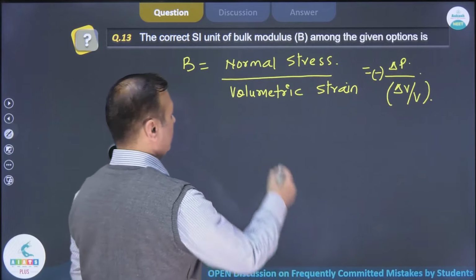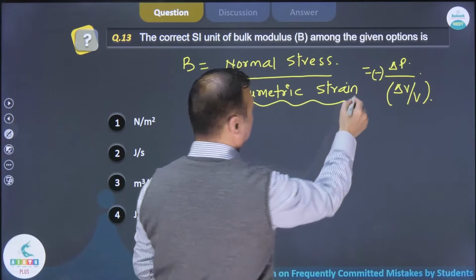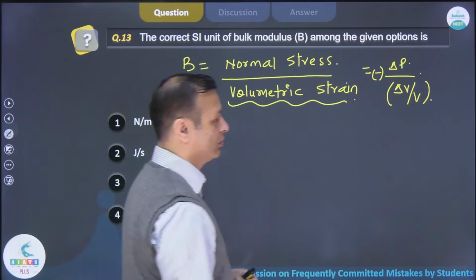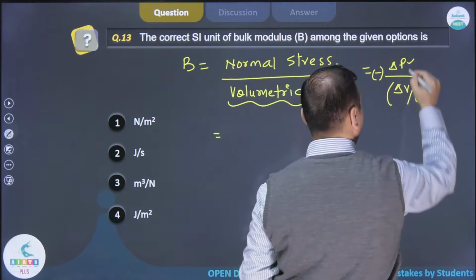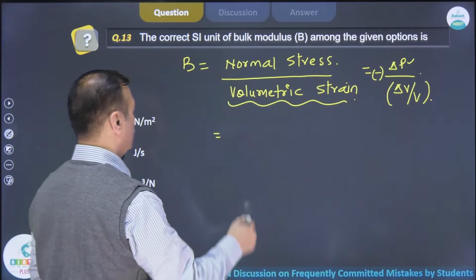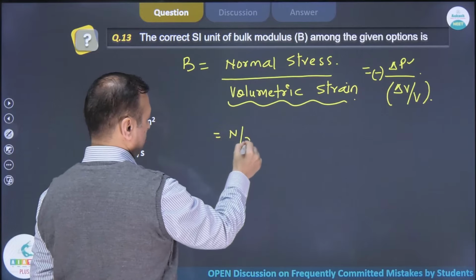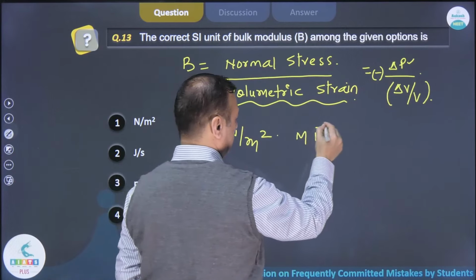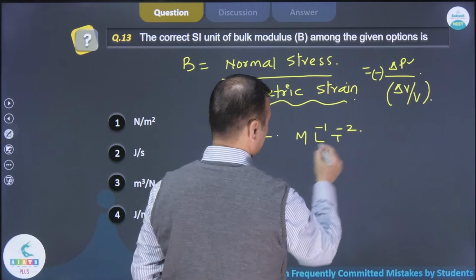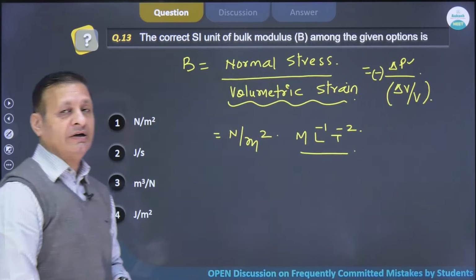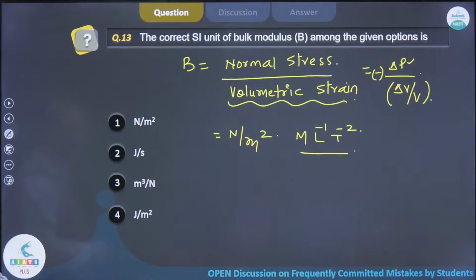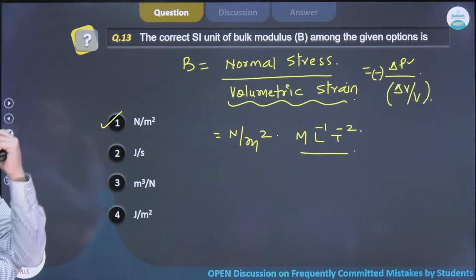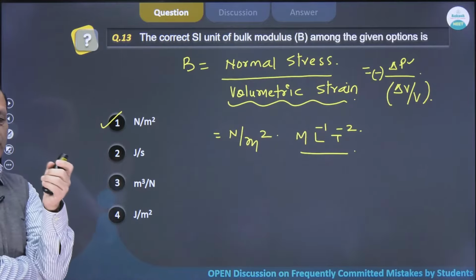And we know strain, any type of strain, is dimensionless. So dimension-wise it is only the increase in the pressure, and that is Newton per meter square as the SI unit, and dimensionally it is ML^-1 T^-2 as the dimensions for bulk modulus. So this is Newton per meter square. This is the first option we have. Any doubt?